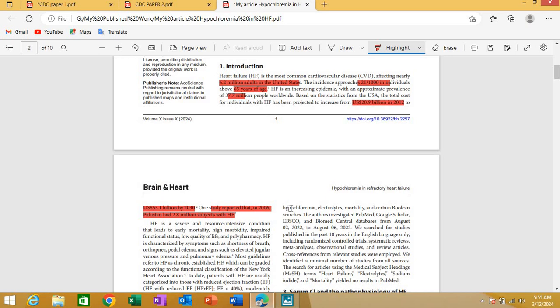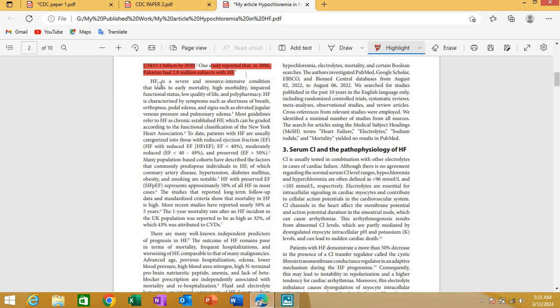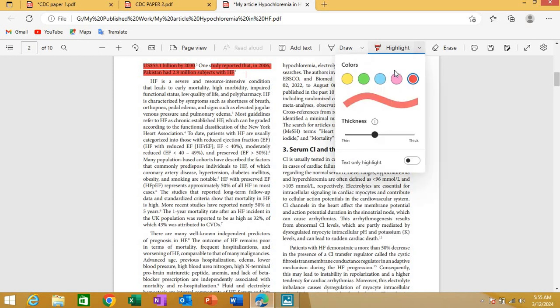So I think this first point should now be clear in your mind. See, in the second paragraph, what am I talking about in this paper? Let me choose another highlighter for this particular part.